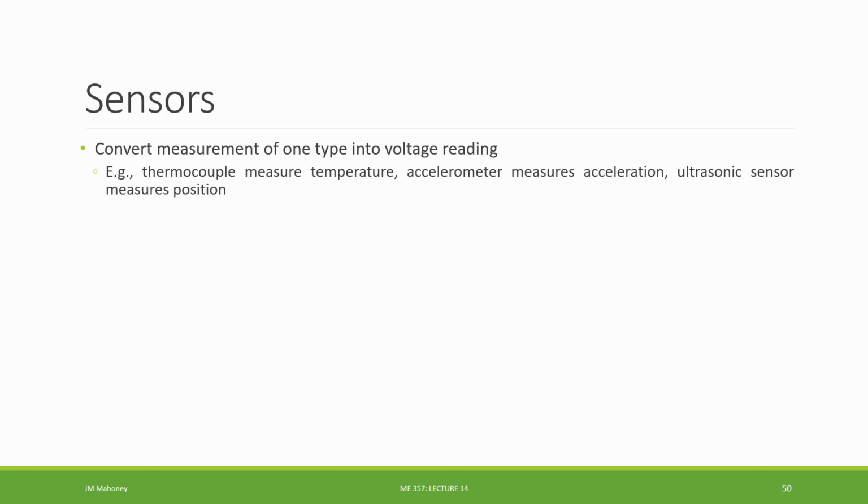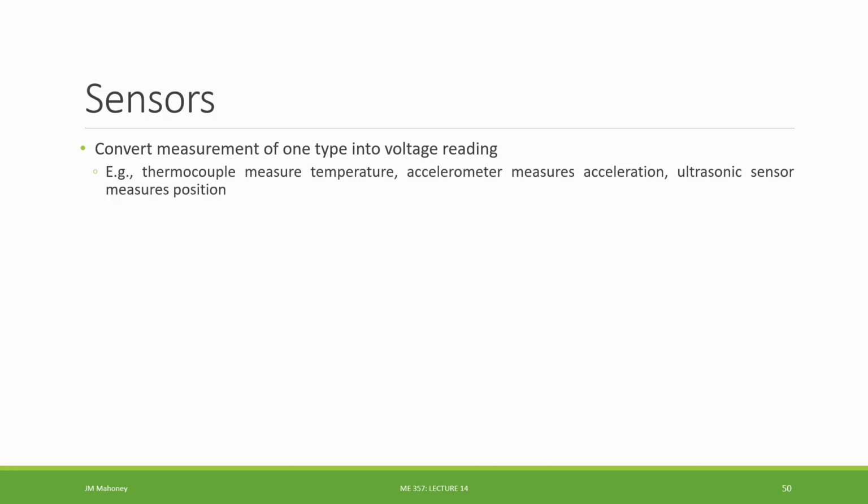This is if we're talking about an analog sensor, but a digital sensor would have a similar type of response, where we are measuring some typically physical quantity and then we get a voltage reading depending on the value of that physical quantity. So typical examples you've probably dealt with before: we've used thermocouples to measure the temperature, accelerometers to measure acceleration. We can use an ultrasonic sensor to measure position. And at least the first two of these are often going to be analog measurements.